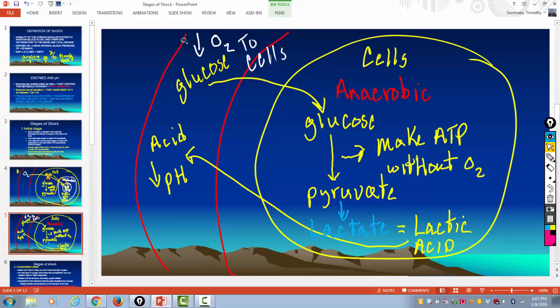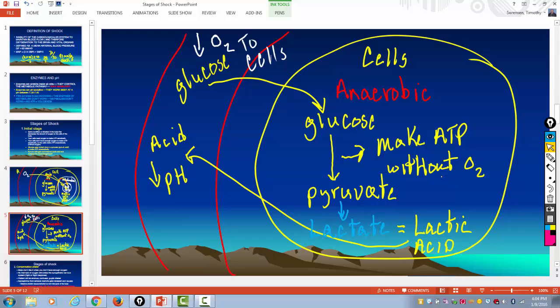So basically what's going to happen is aerobic metabolism is going to slow down, or as the shock worsens, it's going to stop. Your cells don't care. They need ATP to make those things, to make your cells work. So your cells have the ability to take glucose, break it down to the stuff called pyruvate, and make ATP without oxygen. That's a good thing.